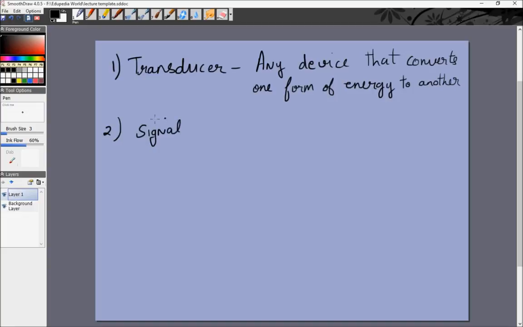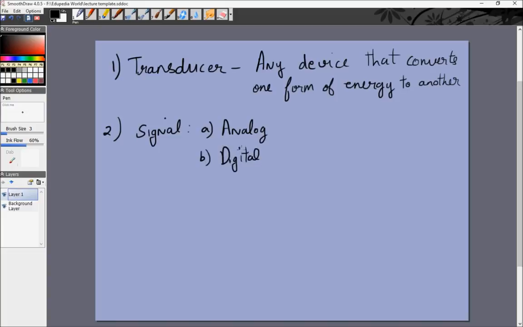The signal is basically the information, and generally when transmitted it is contained in electrical form. And when it is contained in electrical form and suitable for transmission, it is called a signal. They can be of two different types. The first is analog and the second is digital. We already know the difference between the two.